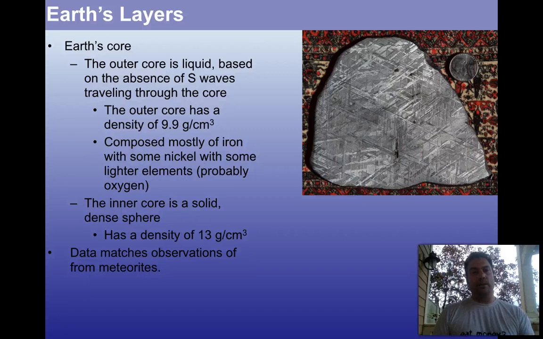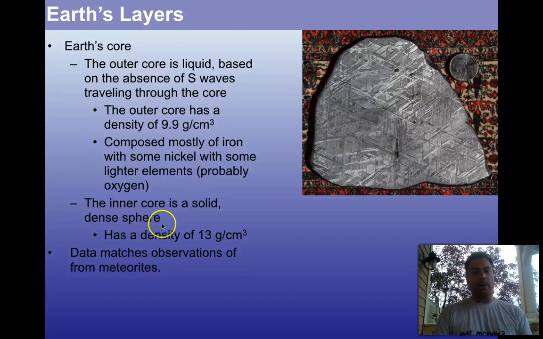First off, we know that there's the Earth's core. The outer core is liquid because the S waves can't get through it. And the outer core seems to have a density of 9.9 grams per centimeter cubed. We can figure that out by the velocity of the P waves going through it, so that we know the density. It's composed mostly of iron with some nickel and with some lighter elements, possibly oxygen. Oxygen is kind of common throughout the entire Earth all the way down to the core.